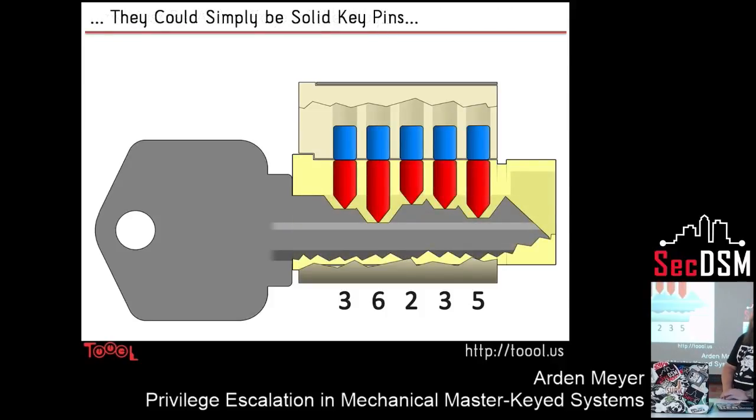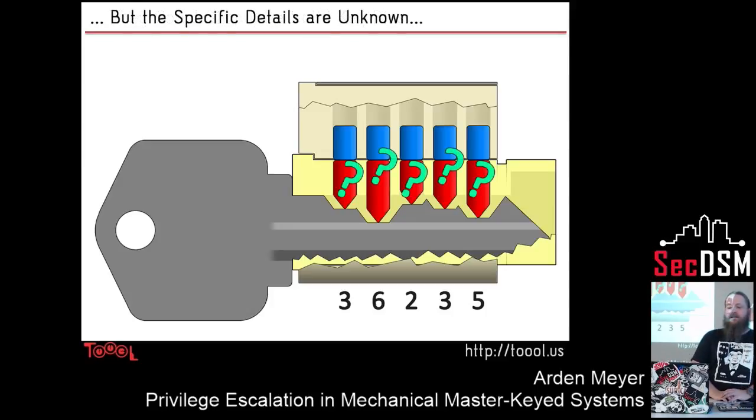Okay. So on the inside, we know the simple solid pin. So this is if it wasn't master keyed, we know that we can cut at these bit depths. But what we don't know is that we might have some master pins in there. So what we want to do is decipher those.